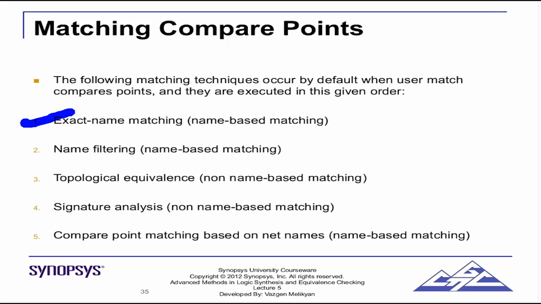So it will go for name based matching. Then it will go for name filtering. This is again name based. Name filtering is not exact name matching, but let's say the case is changed or an underscore is added, like it happens for registers. Then it goes for topological equivalence. We will see what topological equivalence is. Signature analysis, we'll see what it is. Then compare point name matching based on net names. This is again name based, but it is based on net names, not the compare point names themselves.